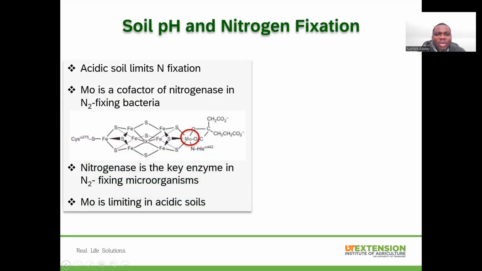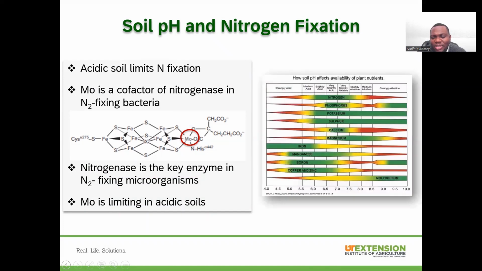The next relationship we want to look at is soil pH and nitrogen fixation. Acidity can significantly limit N fixation. The reason is that the element molybdenum is a cofactor of the nitrogenase enzyme in N-fixing bacteria. If you look at the structure here, you can clearly see molybdenum in there. And because nitrogenase is a key enzyme in fixing N2, when molybdenum is limiting, it can affect its function.